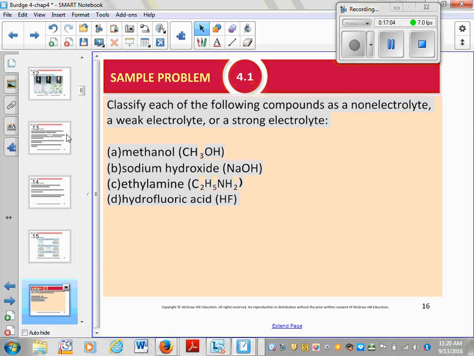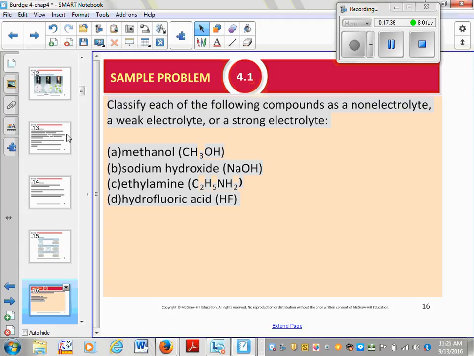What about sodium hydroxide? Ionic or covalent? Ionic. Well, you've got a metal, so right away you know. Does sodium hydroxide dissolve in water? Yeah, so we're going to get a strong electrolyte.